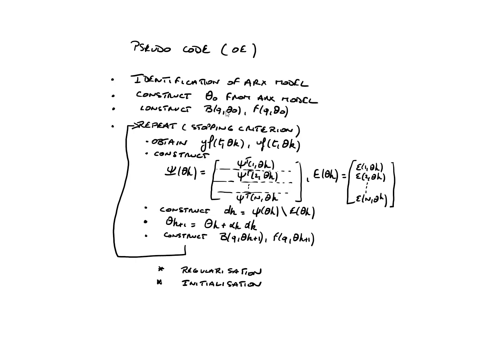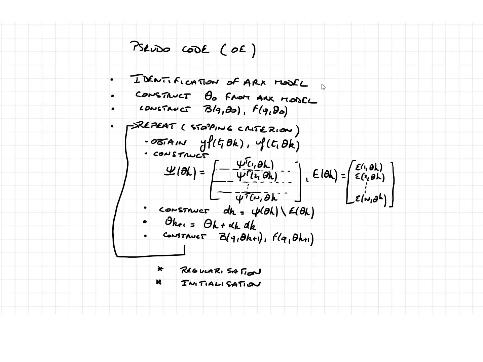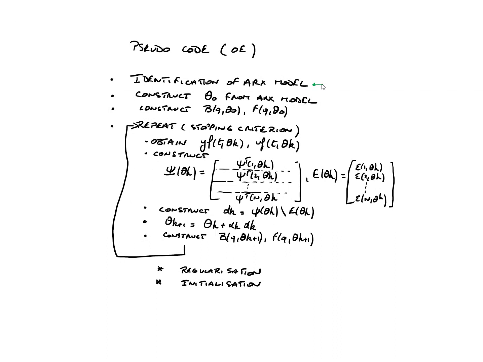So the first thing that you will do is identify an ARX model, and this is just to have a good initial estimate. Remember that this is a numerical method that we are implementing, so depending on the initial conditions you might end up in a local minimum or not. So it's very important to start from a good initial condition. The idea is to use the ARX model that you have identified as a starting point.